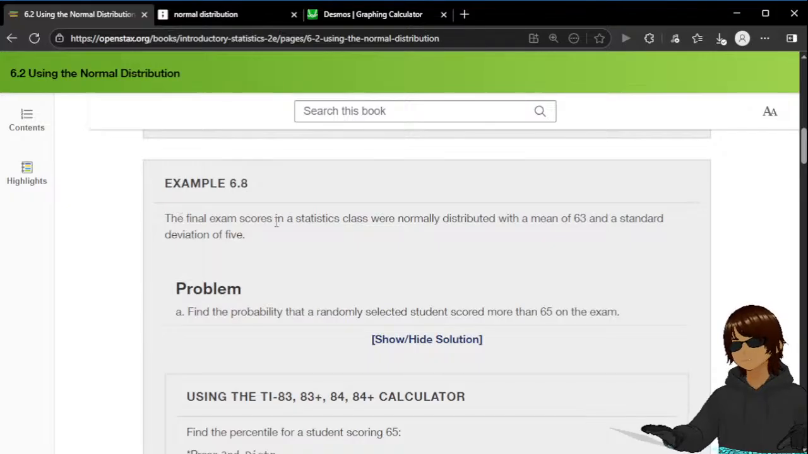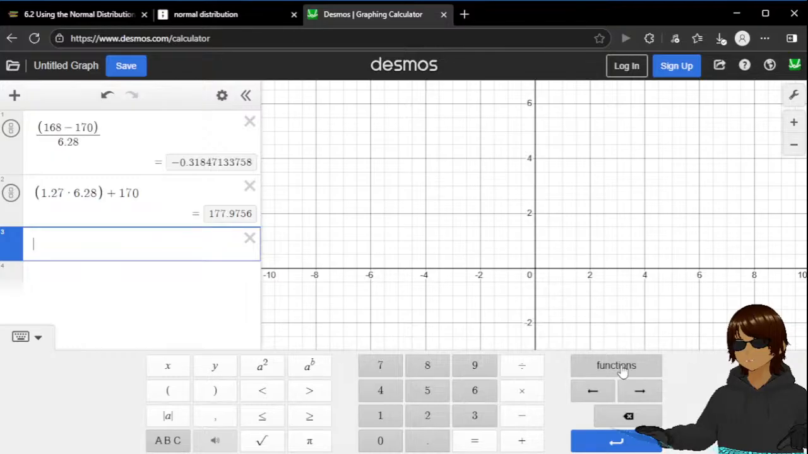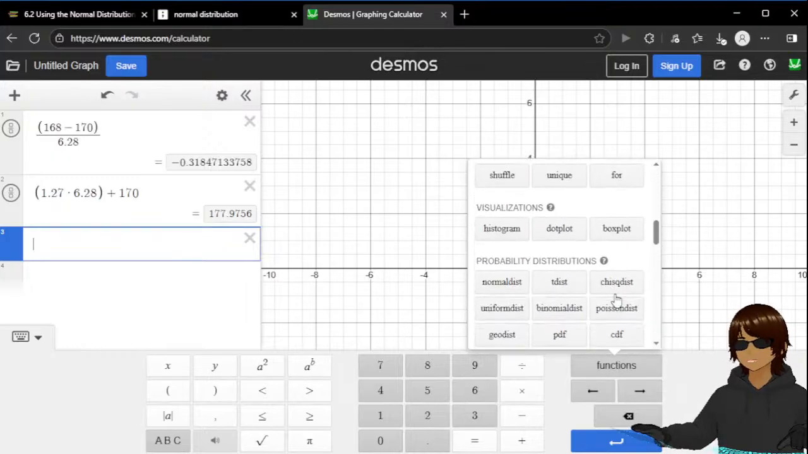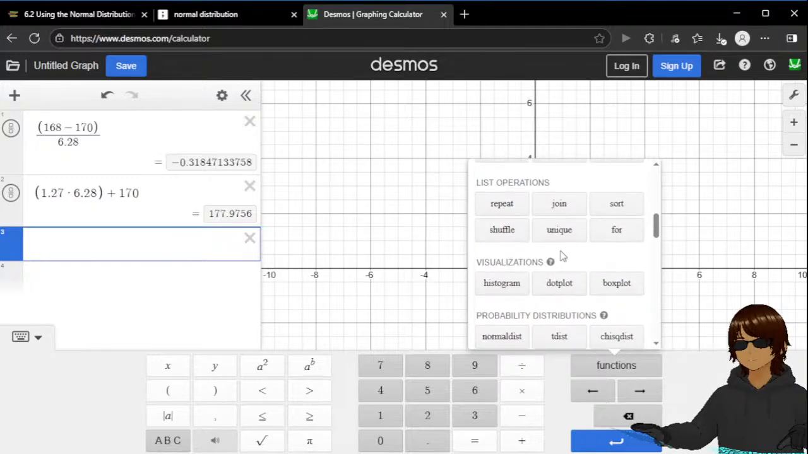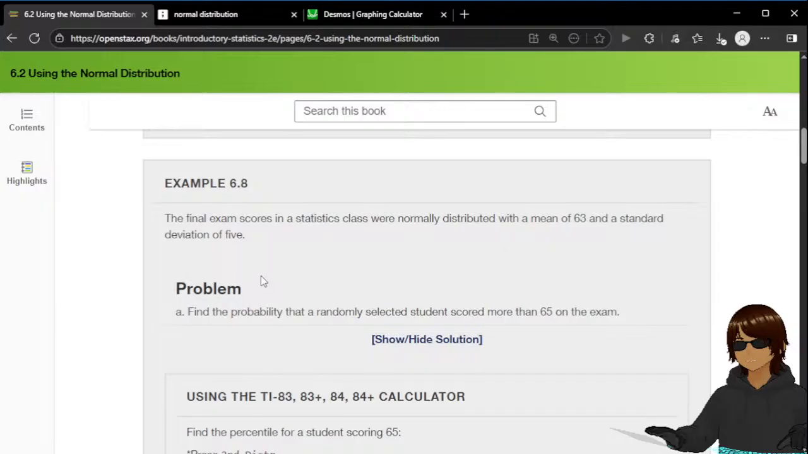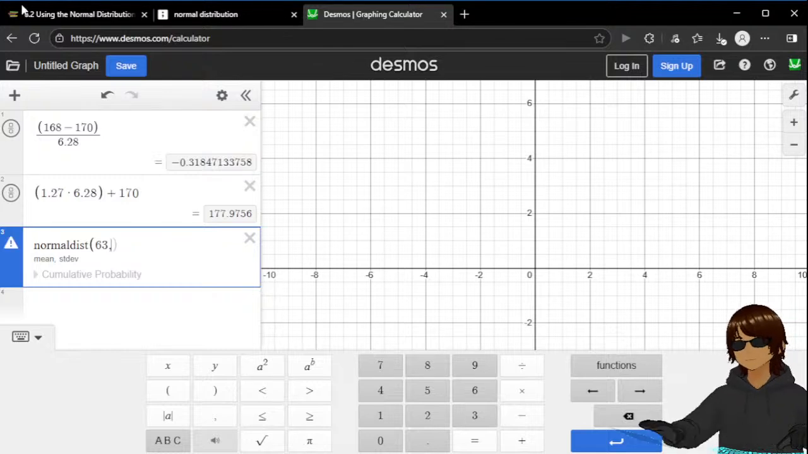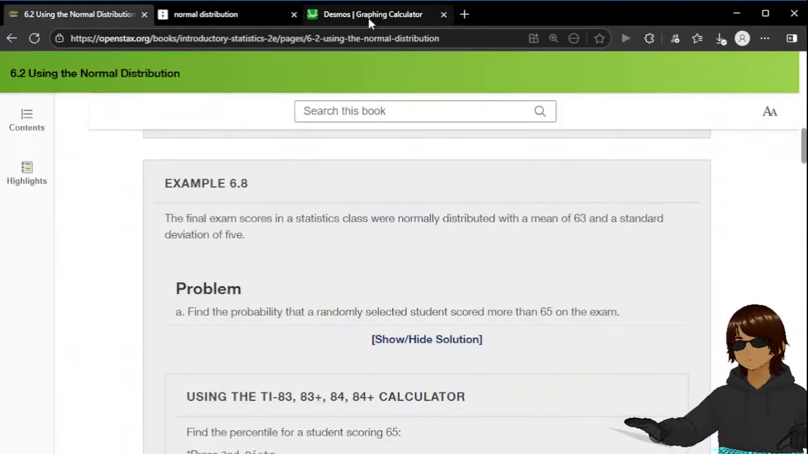The final exam scores in a statistics class were normally distributed with a mean of 63 and a standard deviation of 5. Find the probability that a randomly selected student scored more than 65 on the exam. Is there any normal distribution over here? Normal histogram, normal distribution, mean of 63, then standard deviation of 5.